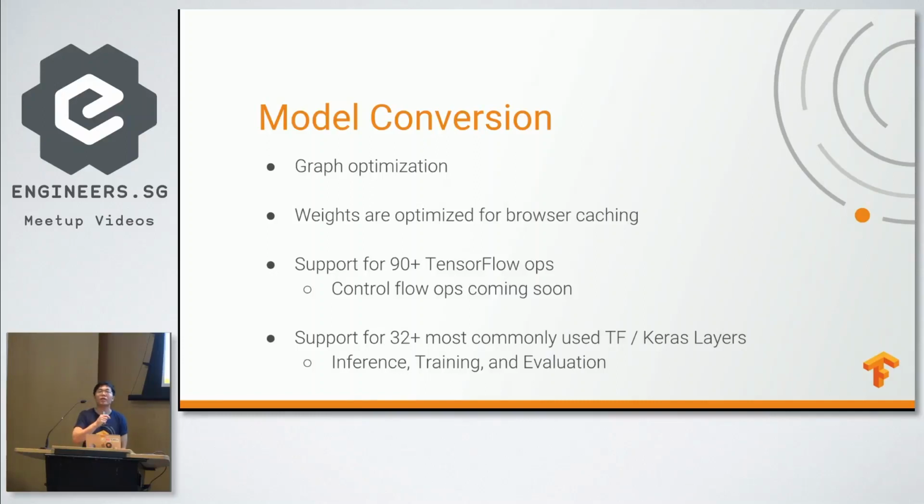So right now, if you take a random Keras model and try to convert it into a TensorFlow JavaScript model, it might not work if it's not using the common layers included here.